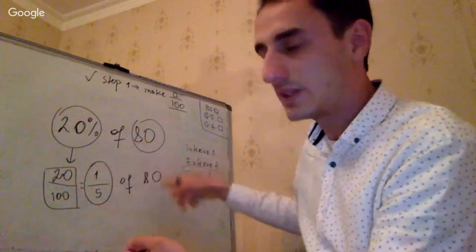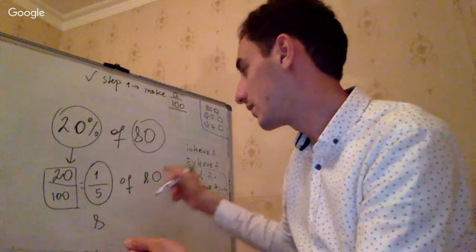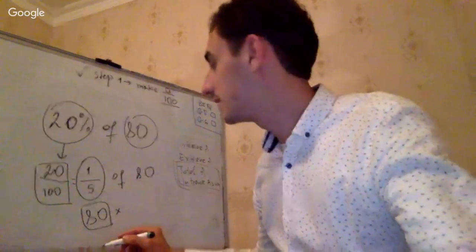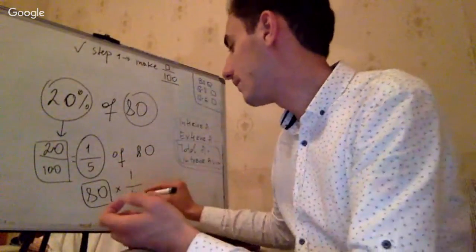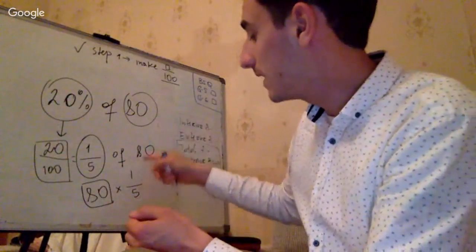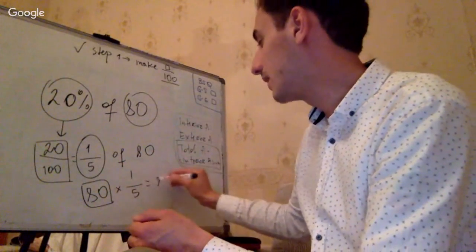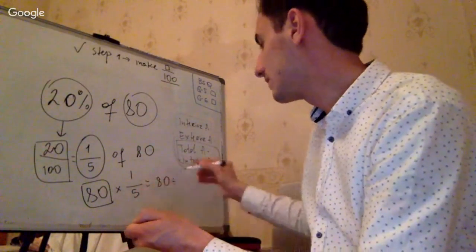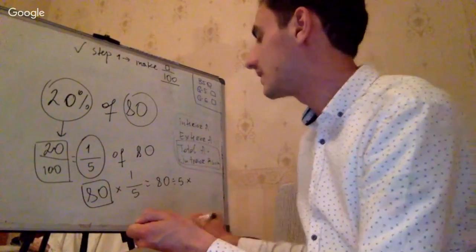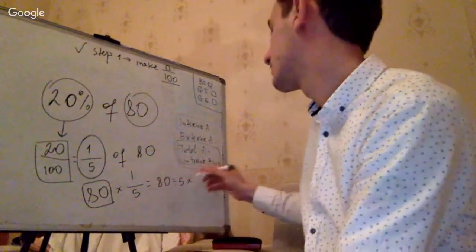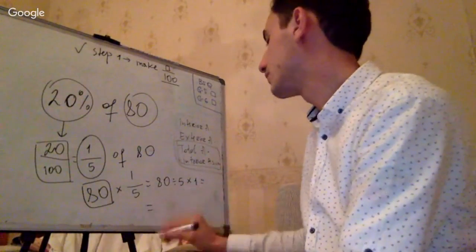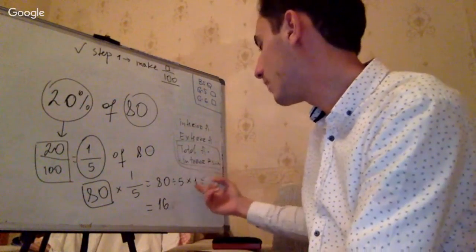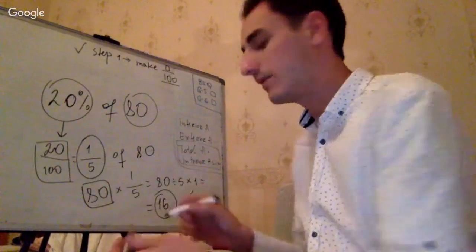For finding the fraction of the quantity, I need to take the number, quantity, which is 80. I need to multiply that number with the fraction, which is 1 over 5. And for multiplying the fraction with the number, I need to take the number and divide that number by the denominator of the fraction, which is 5, and multiply that number with the numerator of the fraction, which is 1. And that's equal to 80 divided by 5, it is 16. And 16 multiplied by 1, it's still 16. I have done.